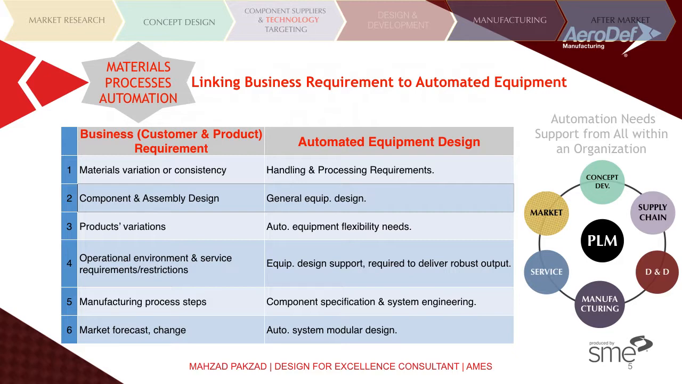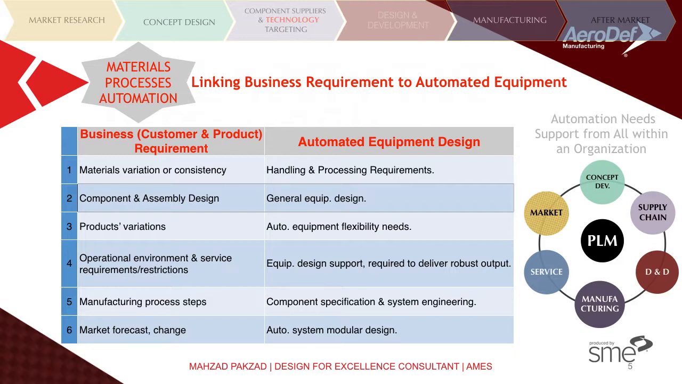Manufacturing process steps, component specifications, and system integration. So basically, we need to have a clear understanding of what each step in the manufacturing is. Sometimes people are not very careful about determining the details of the process requirements, and missing the details may end up in people choosing wrong components and system engineering for automated equipment.